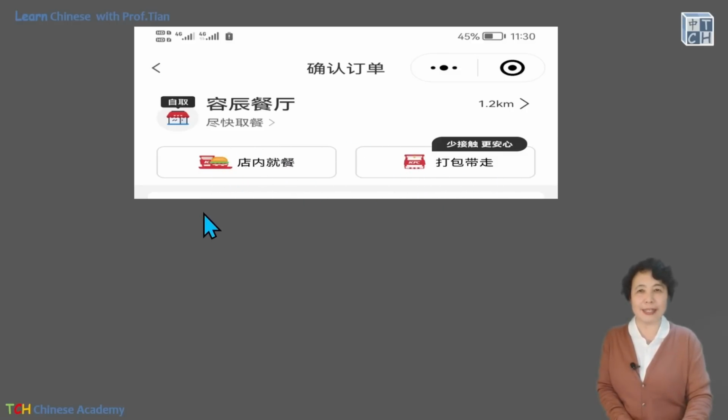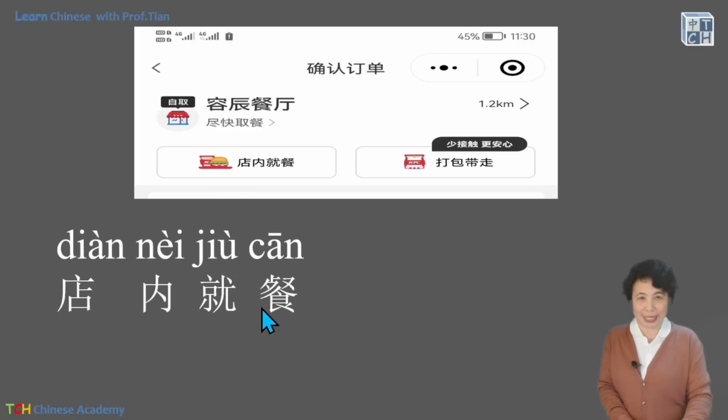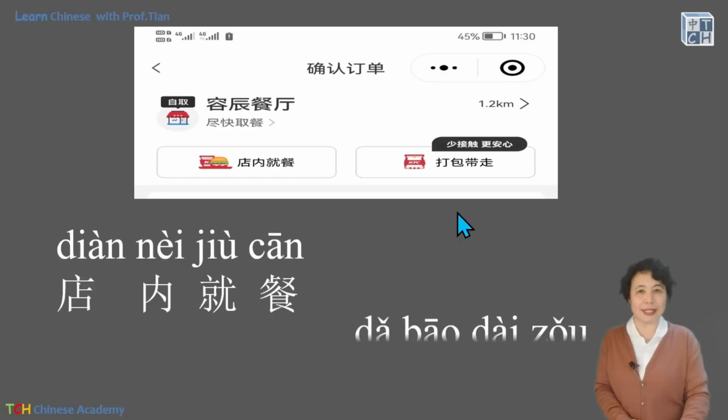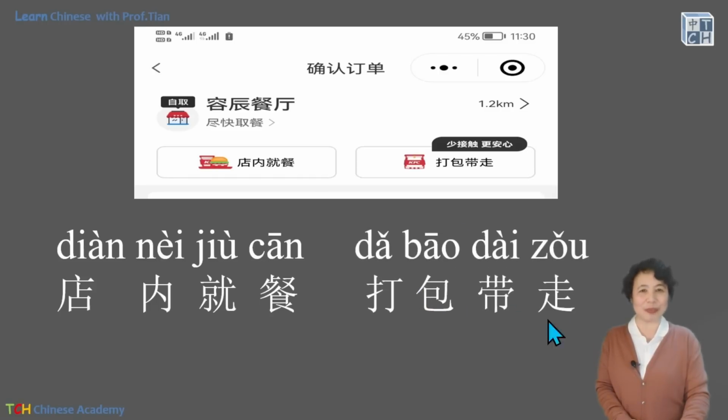So this one is 店内就餐. 店 means the store. 内 means inside. 就餐, that's another more formal way of saying to eat. So that means 堂食, inside the restaurant. And this one is 打包带走, yeah, to box it and take it away. So when you order on the app, you have this kind of options. It's different from 堂食 and 打包, but still you can recognize the meaning because here we have 店内 and 打包带走.